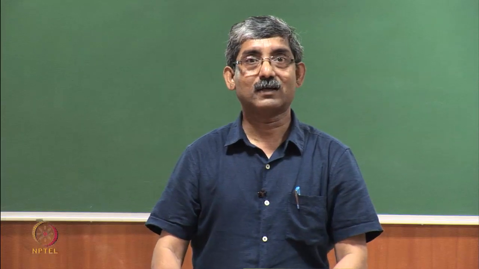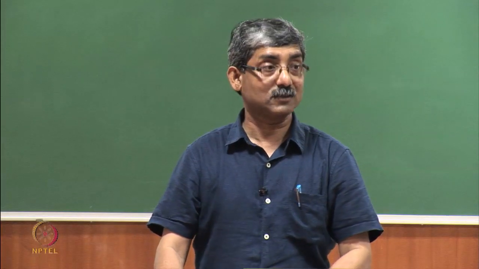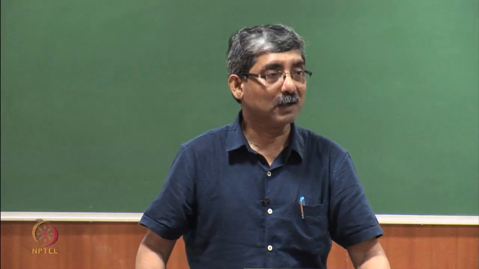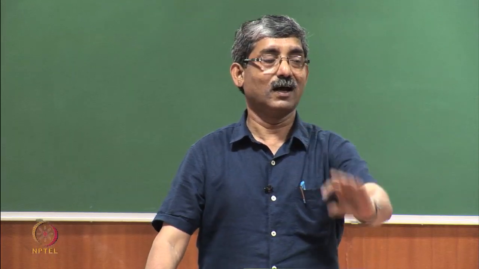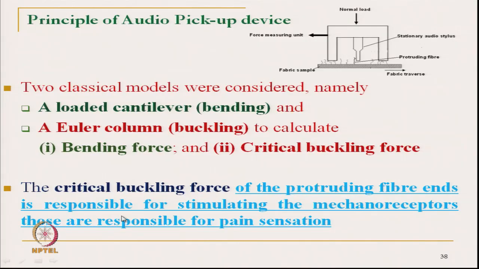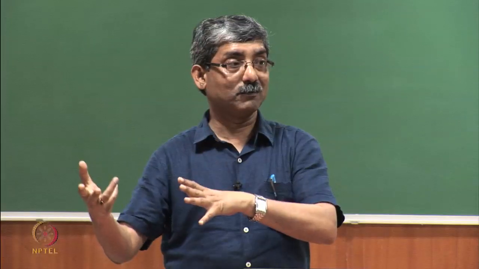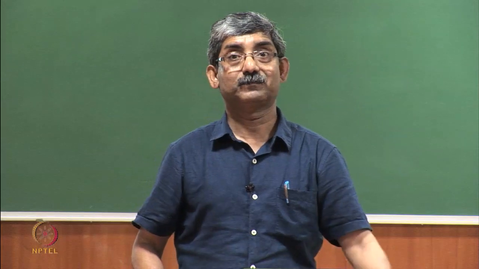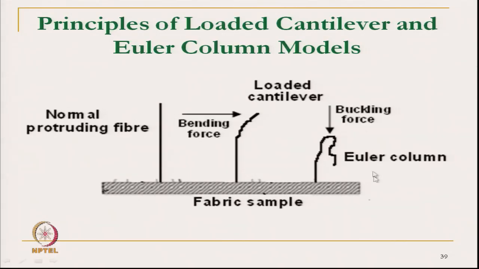So, the buckling force is extremely important. If the buckling force is less, it will not create any problem of prickleness even if there are hairs. The critical buckling force of the protruding fiber end is responsible for stimulating mechanoreceptors. If it is a high buckling force, that will actually stimulate the pain receptors. This is the buckling force, Euler column, and this is the loaded cantilever. This is the normal protruding fiber.